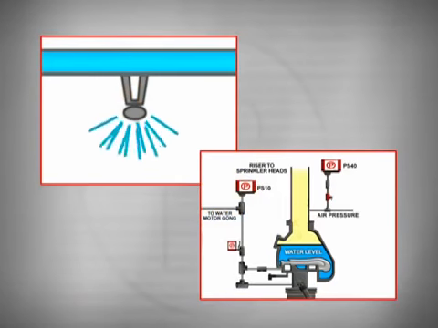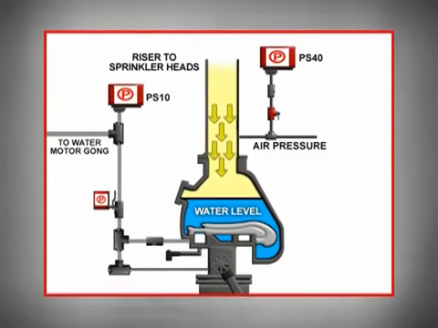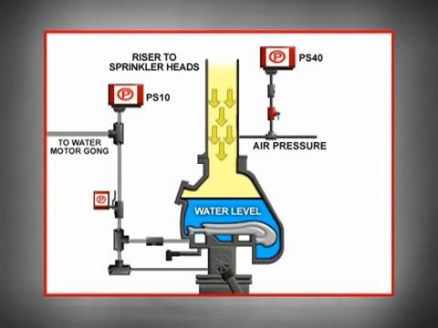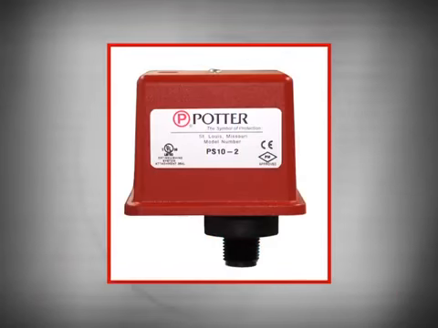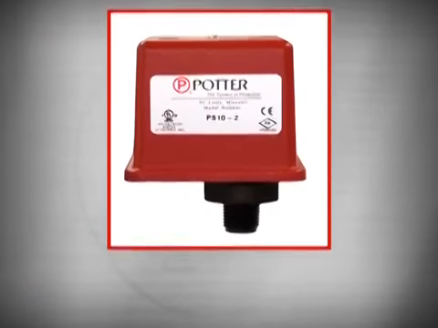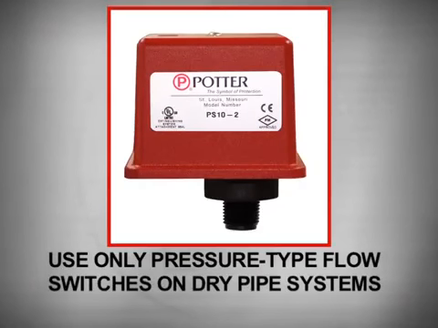If a sprinkler opens, the air pressure in the system drops. When the pressure drops low enough, the valve will open, allowing the water to fill the pipes and flow through the open sprinkler. When the valve opens, it also exposes the alarm line to the incoming water supply and triggers the alarm. Dry systems must use a Potter PS series pressure-type flow switch.